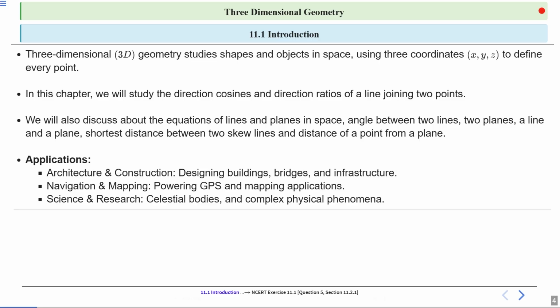Then, in science and research, 3D geometry is essential. Astronomers use it to calculate the positions and movements of celestial bodies, and physicists use it to model complex phenomena like the motion of particles in space.